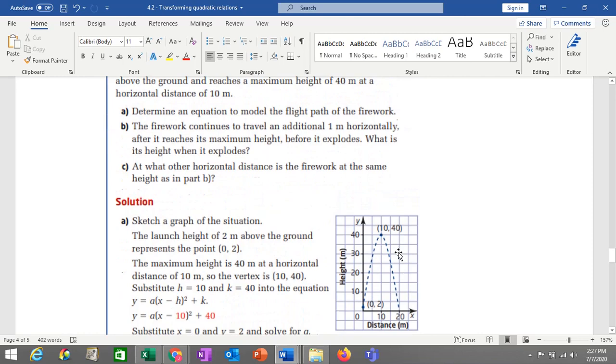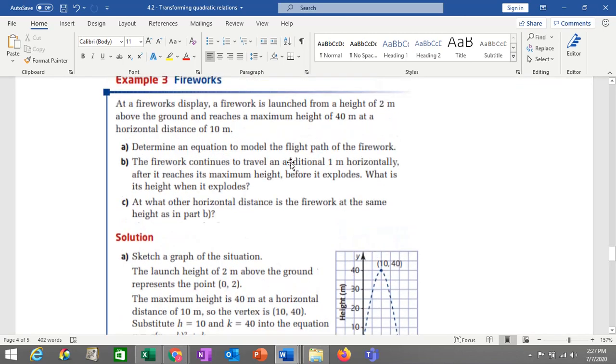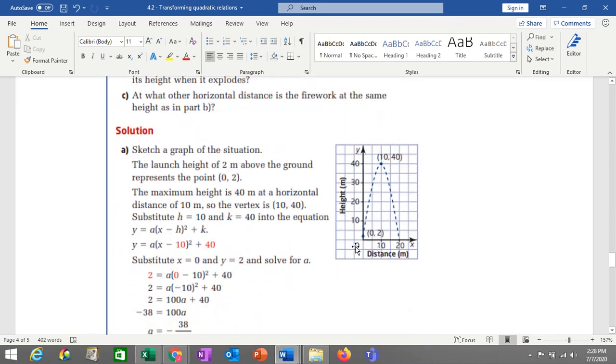So we have a sketch there. Horizontal distance of 10, height of 40. And we want to model the flight path of the firework. So specifically what we want to look at is how does its height compare to its distance. So as the firework travels, we're tracking its height and its distance. So this is actually the path of the firework that it travels.